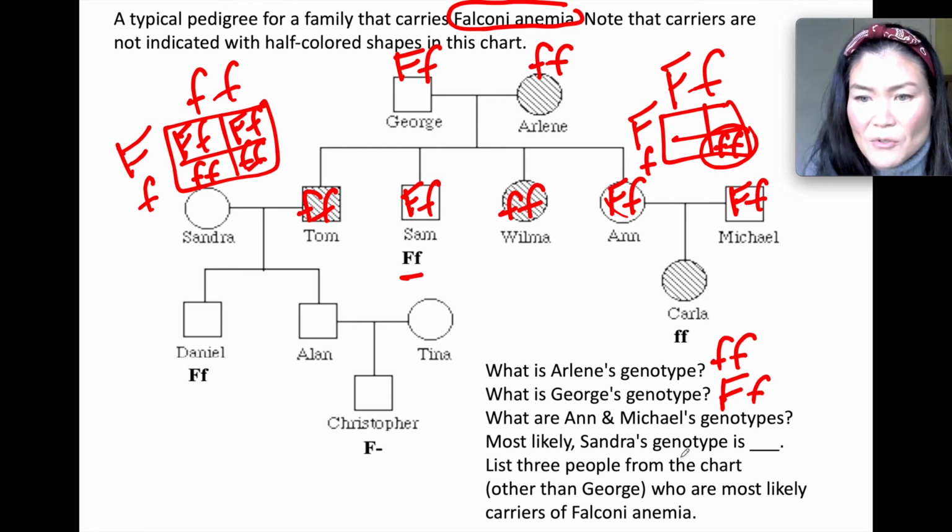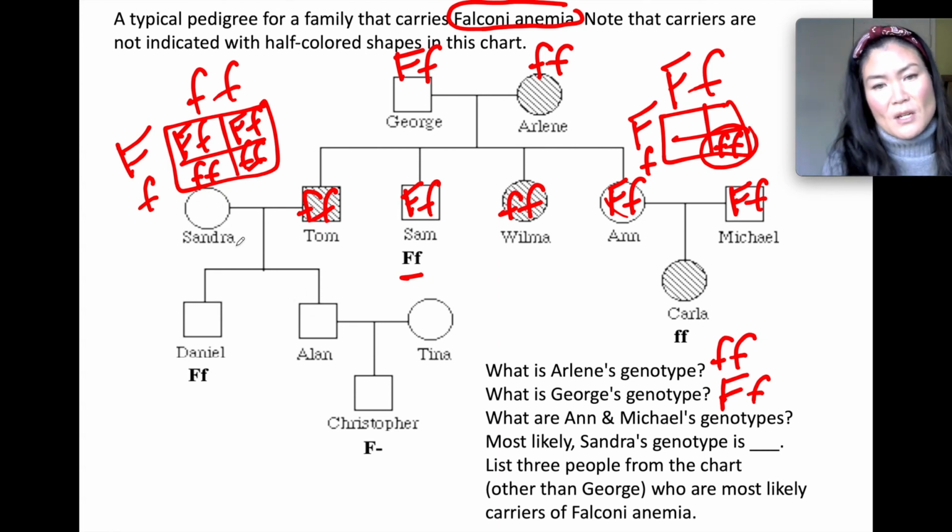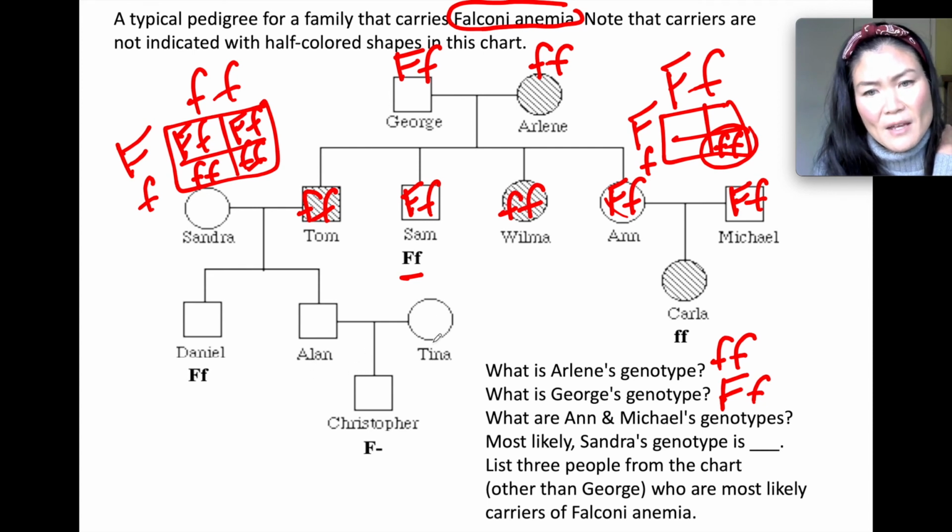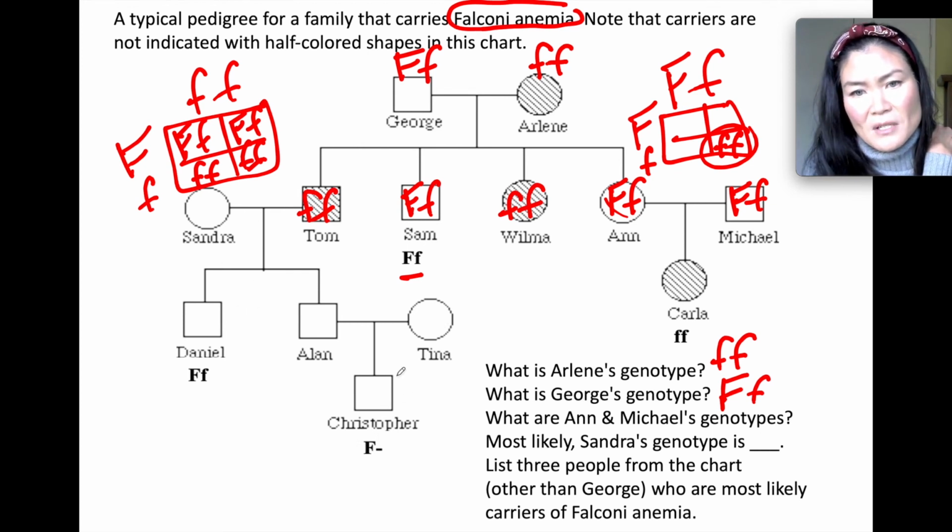Most likely, Sandra's genotype is... Okay, so Sandra is over here. Sandra and Tom have 2 kids, Daniel and Alan. Daniel is big F, little f. They didn't give you the genotype of Alan, but notice how Alan has a son, Christopher, with Tina, and Christopher doesn't have it. So you can sort of see here that the generations after don't have it. So most likely Sandra is big F, big F.